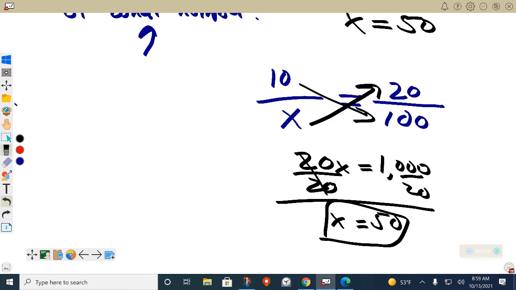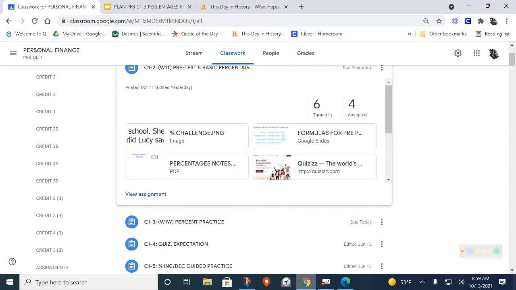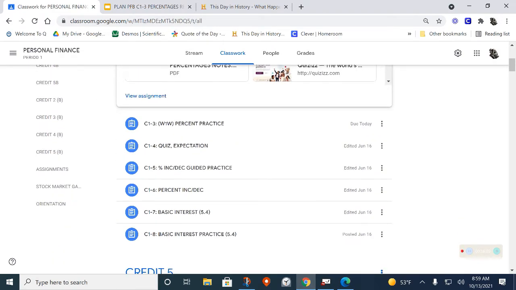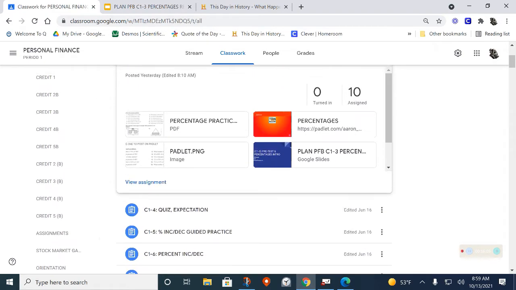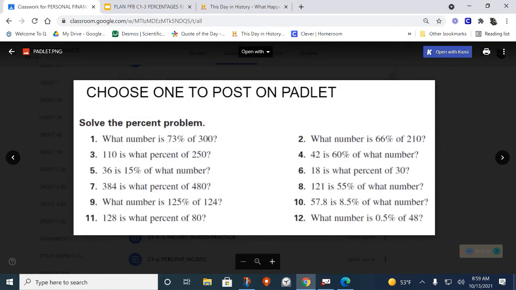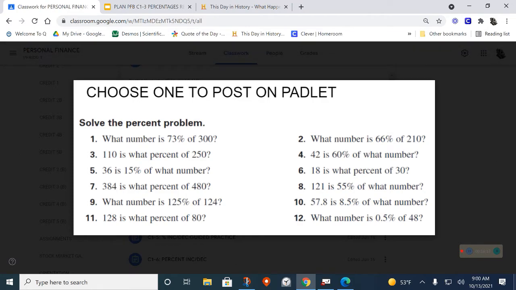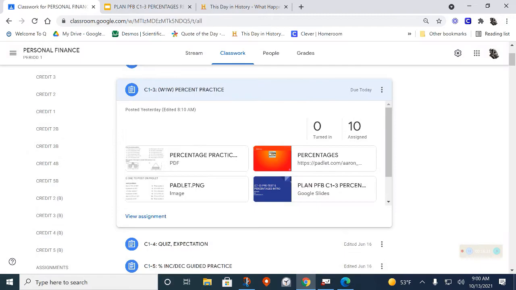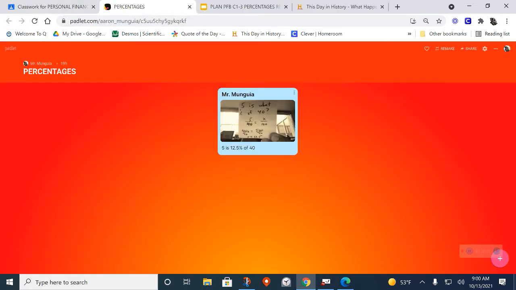All right, here's what you're gonna do now. On C13, right here, choose any one from 1 through 12, choose any one you wanna do, put it on a piece of paper and then post it to Padlet. Now when you post to Padlet, put your name as a title, your picture of your paper, and then tell me what the problem told you.